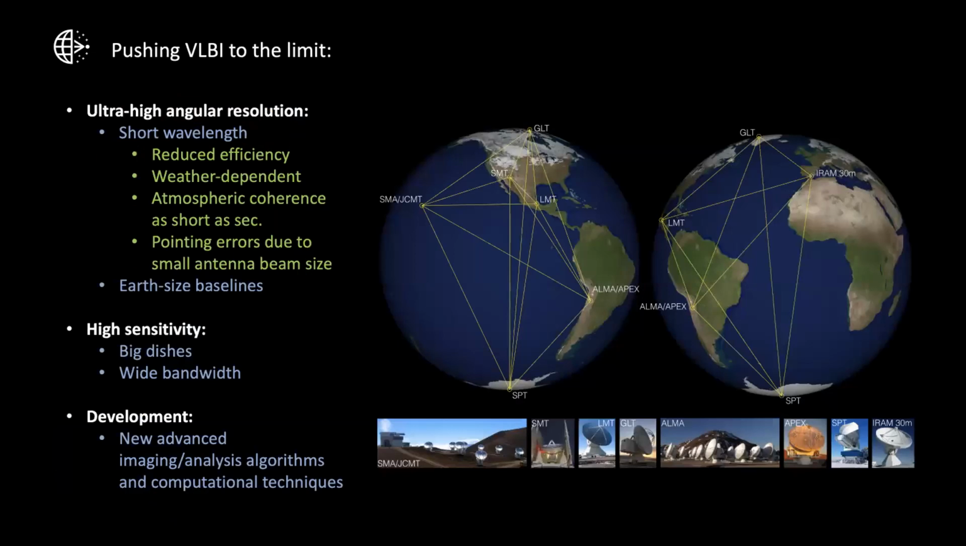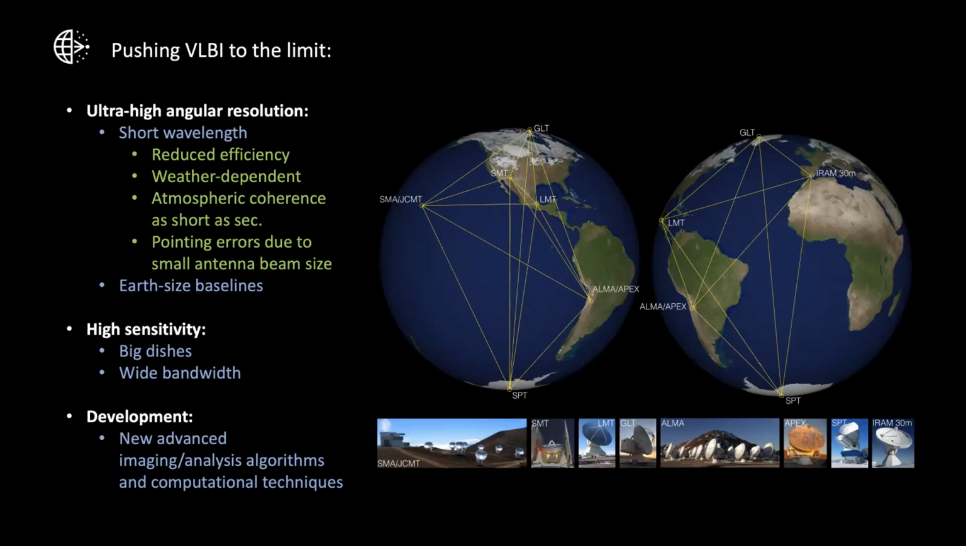For this, we used the very long baseline interferometric technique, which so far is the technique that provided the highest resolution in astronomy, but this was not enough to image these two shadows. The VLBI technique was really pushed to the limit, because ultra high resolution was needed to resolve the two shadows, and this means taking two different paths. On one side, we could go to shorter wavelengths to increase the resolution, but this is not an easy task, and this is why it was not done until now. Going to shorter wavelengths means reduced efficiency of the telescope, observations are weather dependent, the atmospheric coherence could be as short as a second, and the pointing errors could be huge due to the small beam size.